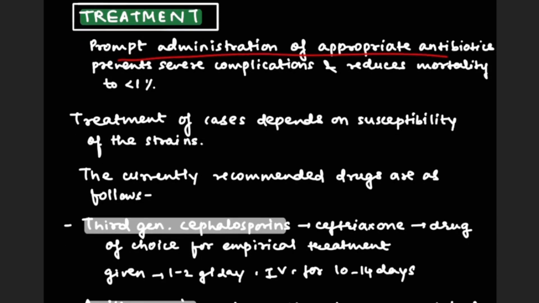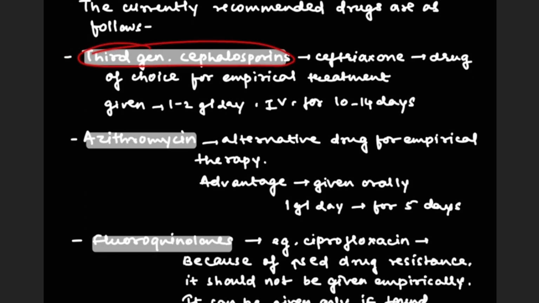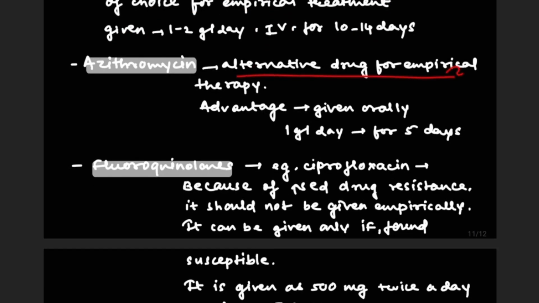Prompt administration of an appropriate antibiotic will prevent severe complications and reduces mortality to less than 1%. Now treatment of the cases depends on the susceptibility of the strains, and the currently recommended drugs are as follows. Third generation cephalosporins are used. Ceftriaxone is the drug of choice for empirical treatment. It is given 1 to 2 gram per day IV for 10 to 14 days. Then the second one is azithromycin, which is an alternative drug for empirical therapy. The advantage of this is that it is given orally, 1 gram per day for 5 days.